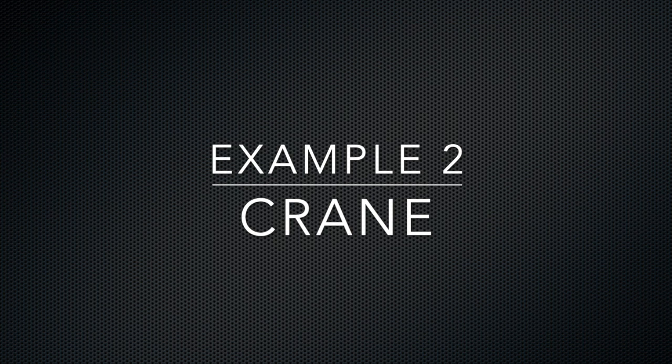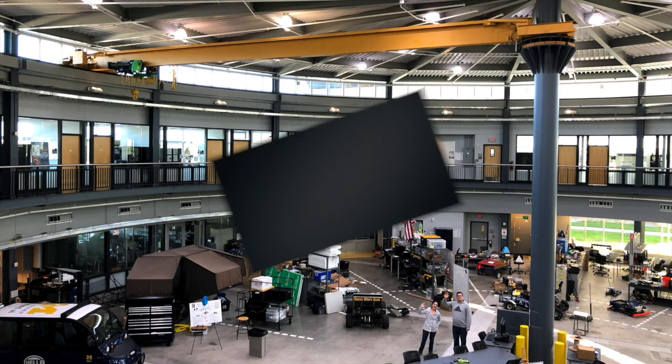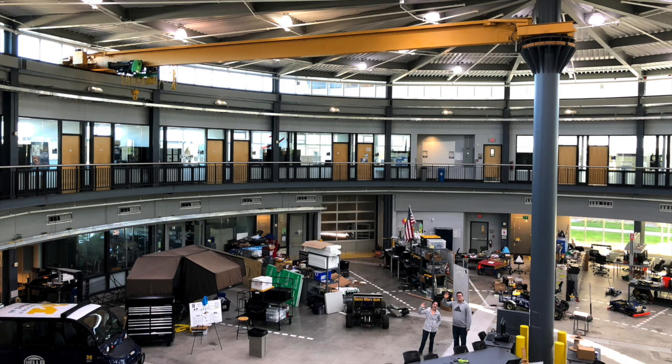Example 2, Crane. This is an example of a gantry-style crane. In this example, it is considered a static object, but in real life it is a dynamic object that can rotate 360 degrees. Its purpose is to move heavy objects to a place where you want to put them, but you can't simply move them yourself.